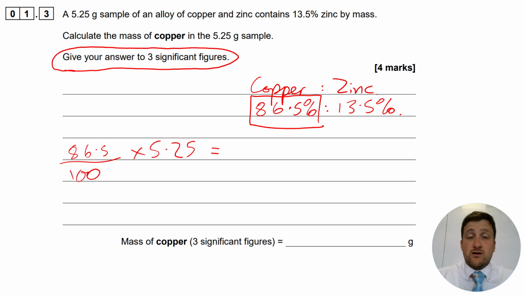Okay, this is our calculation, and this is going to give us a lovely number. Right, that gets you 3 marks. You've worked out that it's 86.5% for copper. You've then done your calculation. You've got yourself an answer. Now we need our 3 significant figures. 4.54 grams.